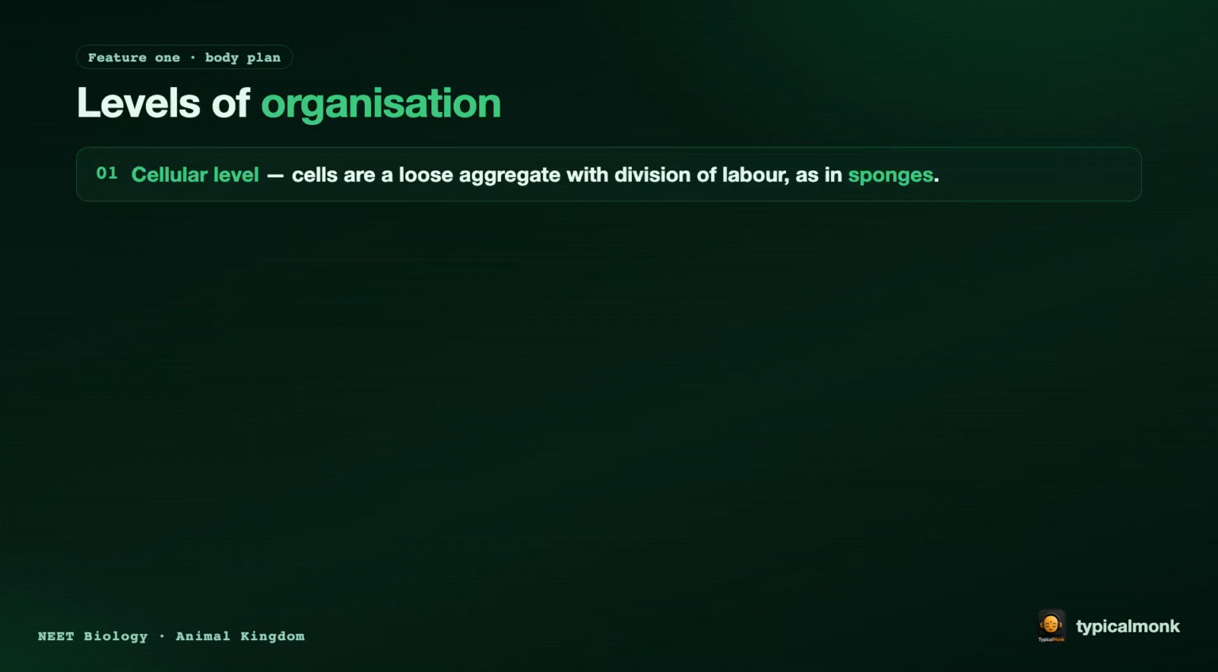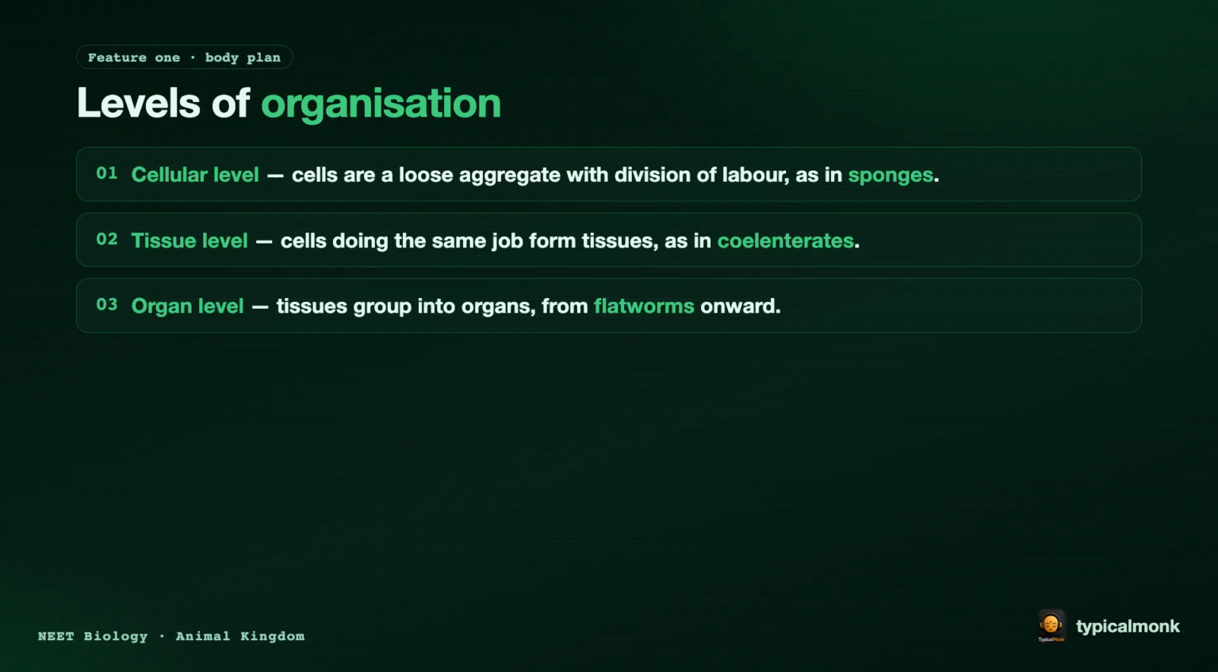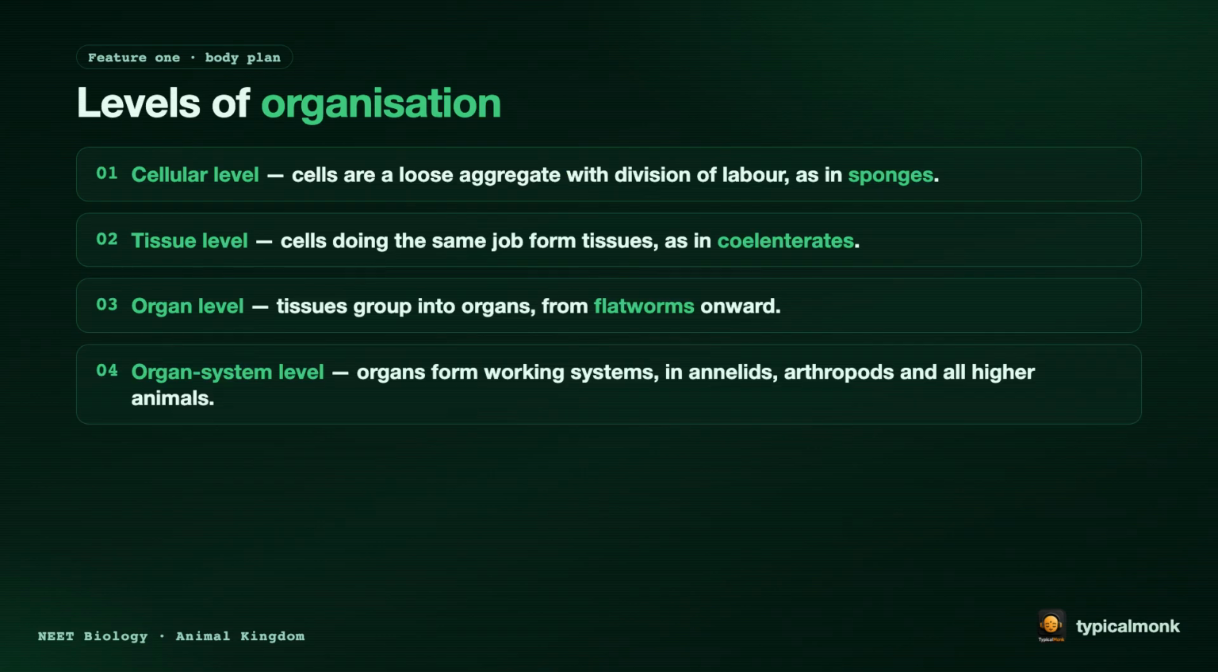The first feature, the level of body build. Cellular level, the cell is a loose aggregate with just a division of labor, as in sponges. Tissue level, cells doing the same job come together as tissues, as in coelenterates. Organ level, tissues group into organs, from flatworms onward. Organ system level, organs form working systems, as in annelids, arthropods, and all higher animals.